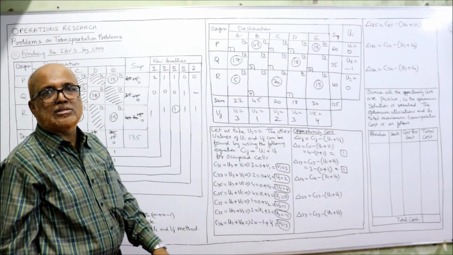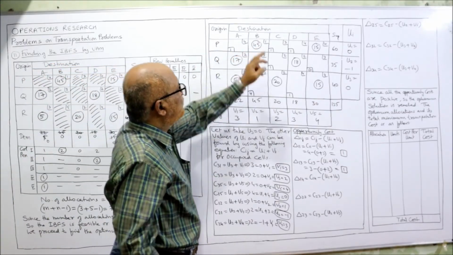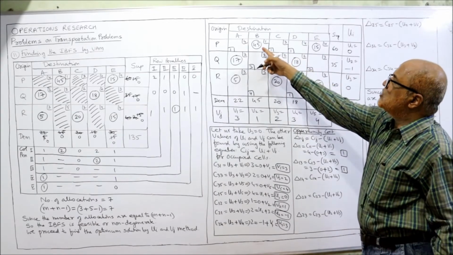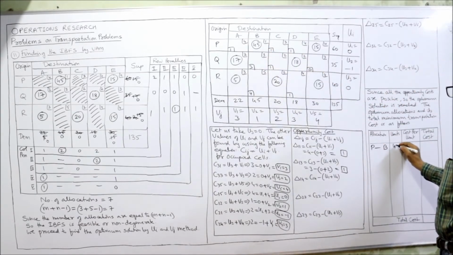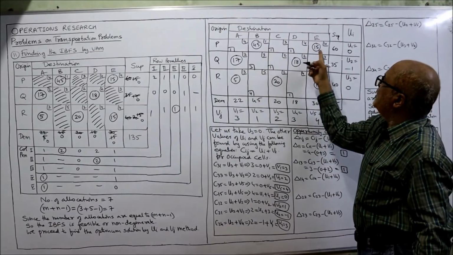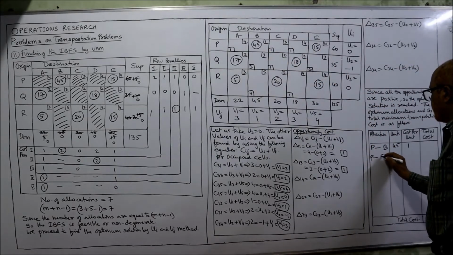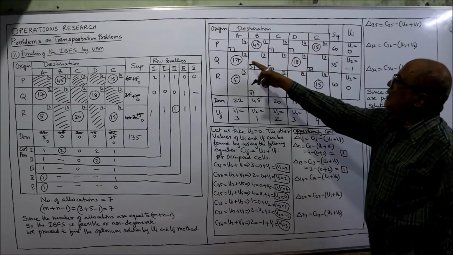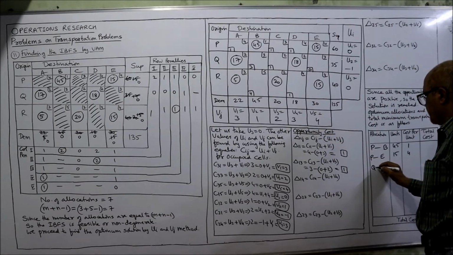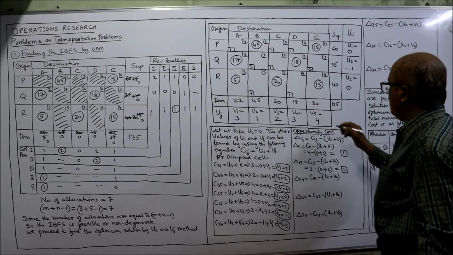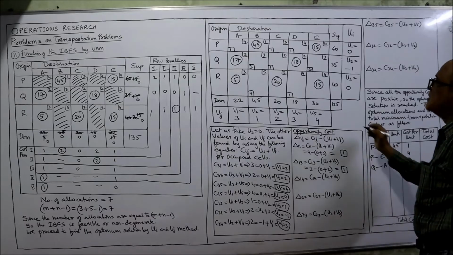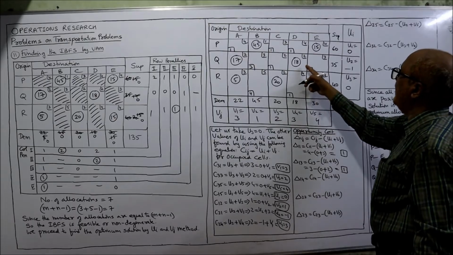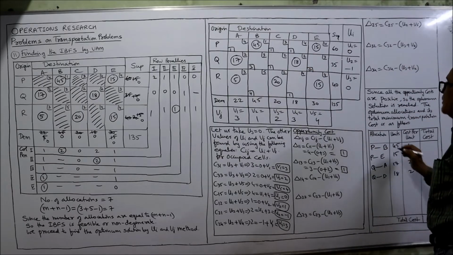Now find out the allocations. Allocations are P to B, 45 units, 1 rupee. Then P to E, 15 units, 4 rupees. Then Q to A, 17 units, 2 rupees. Then Q to D, 18 units, 2 rupees.